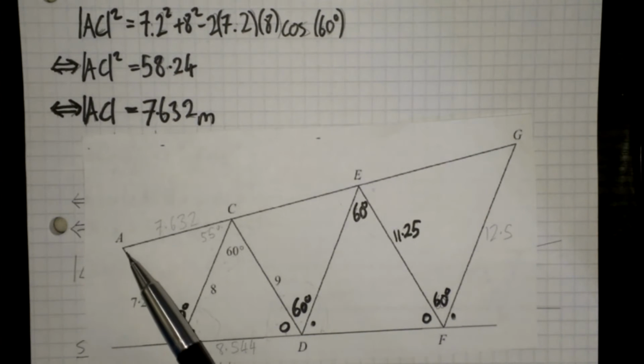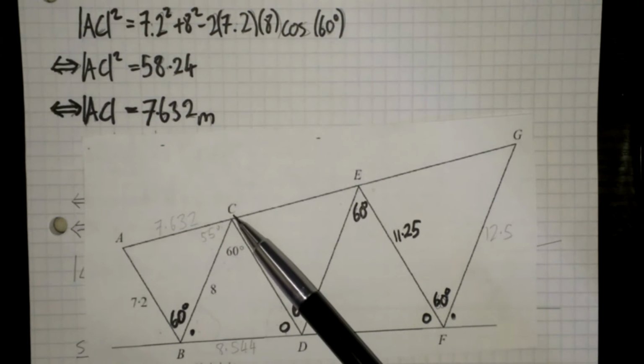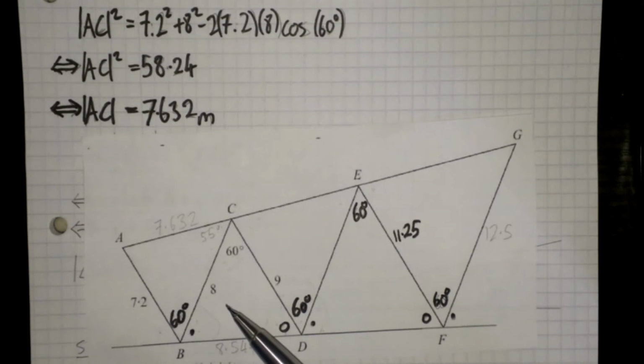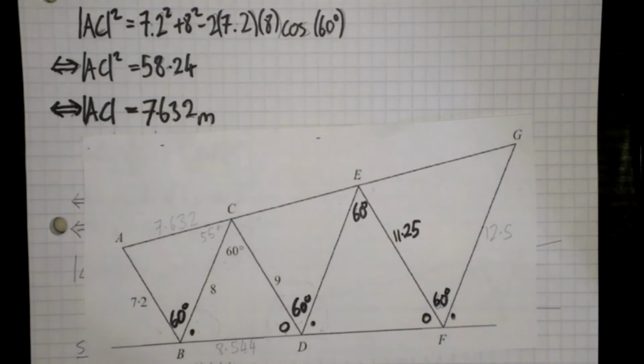So I'm going to find first of all this length here, AC, and you do that using the cosine rule because again I have a side length that I don't know, I have two side lengths that I do know, and I know the angle that's opposite the side length I'm looking for, so that warrants the cosine rule. And with that I get that this length AC here is 7.632 meters.